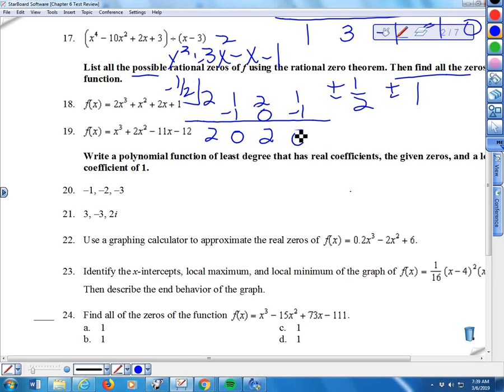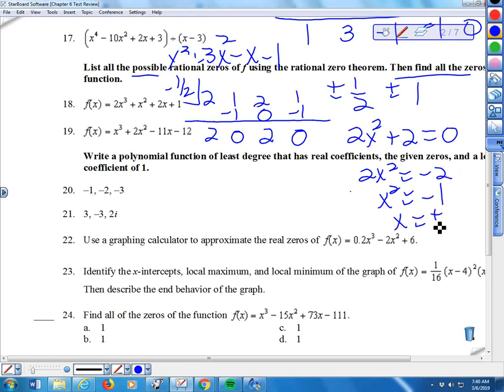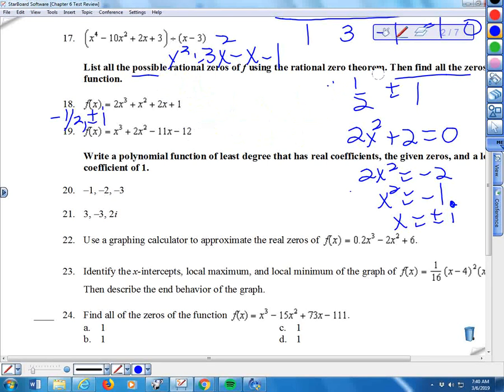So I end up with 2x squared plus 2 equals 0. Now to solve, I subtract 2, so I have 2x squared equals negative 2, divide by 2, x squared equals negative 1, take the square root of both sides, x equals plus or minus i. The square root of negative 1 is i. So plus or minus i. So my all zeros, I have to do both real and imaginary. It's going to be negative 1/2 and plus or minus i. Okay, next one. Same deal.